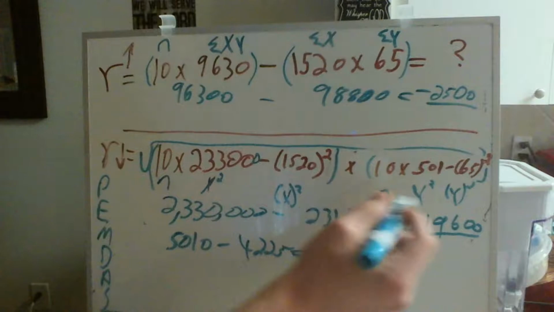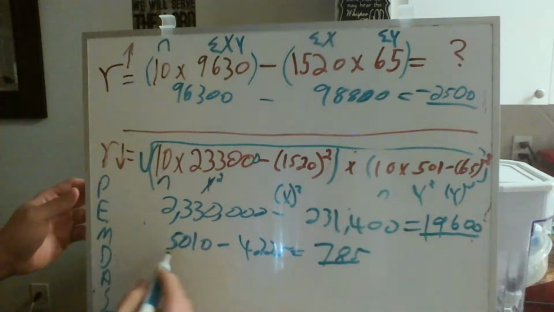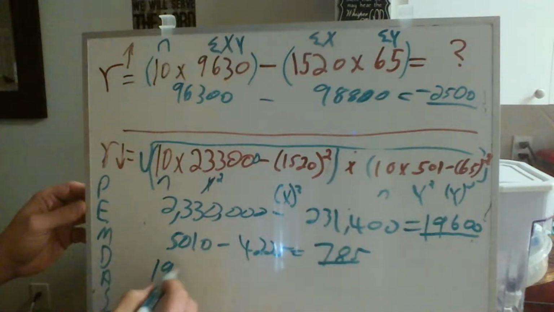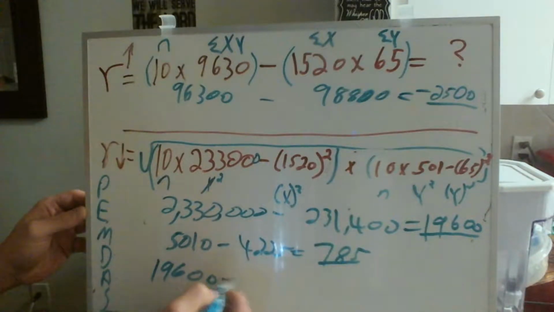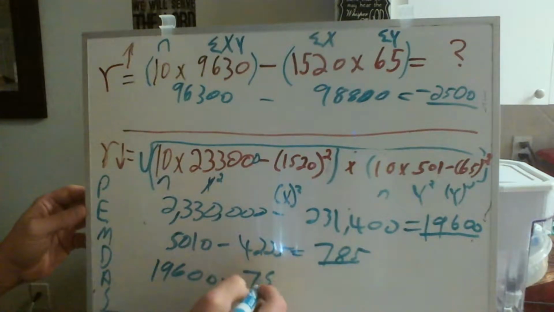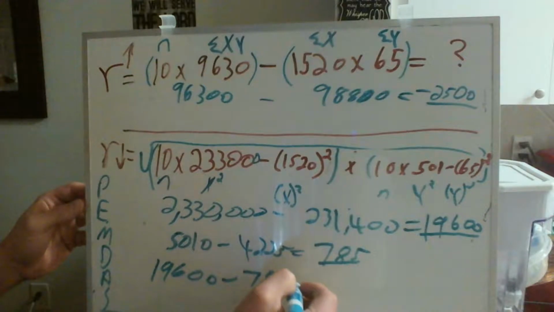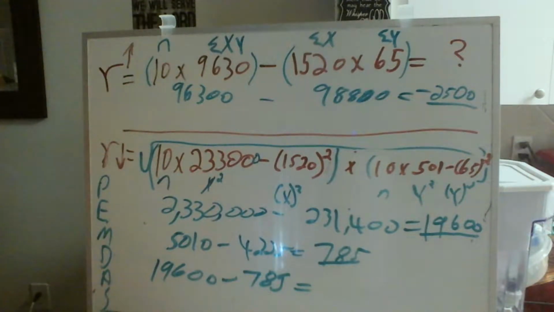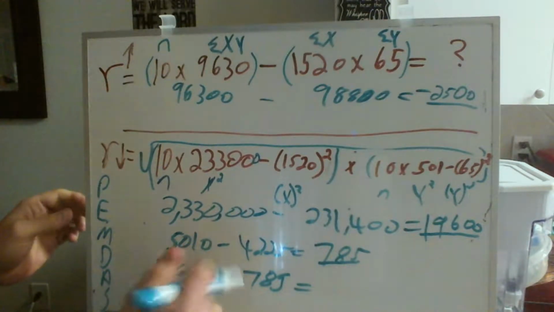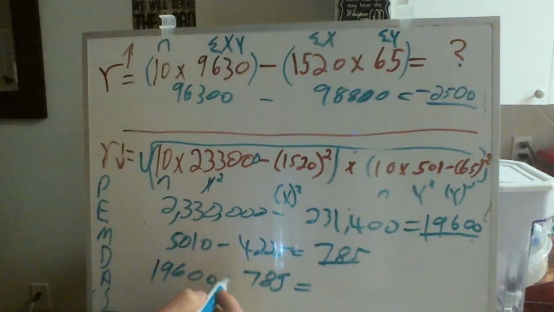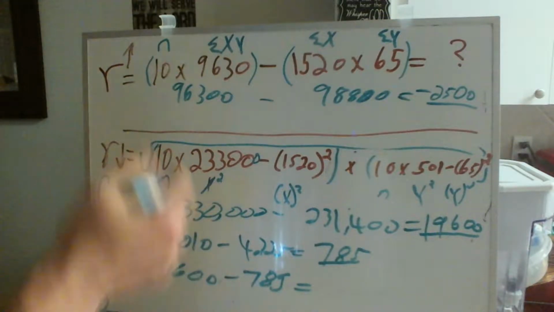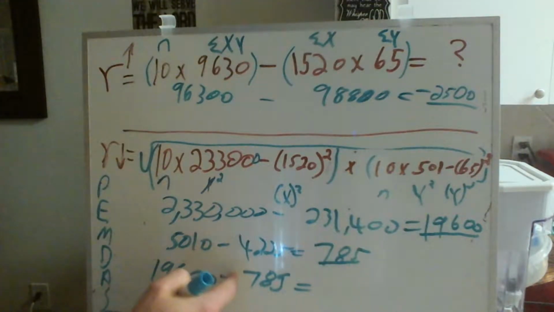Now we got 2 numbers, so let's line these up. Right? We got our 19,600 minus the 785. And that gives us another number. I did it again, not minus. That was the part right there. I kept saying minus because I was tracking it down this way, and that took me almost an hour to figure out. This is multiply.